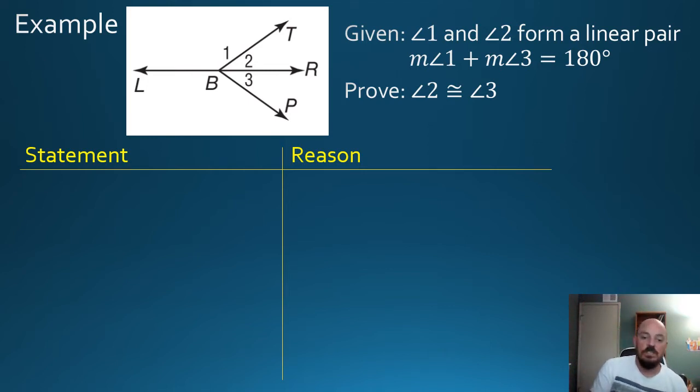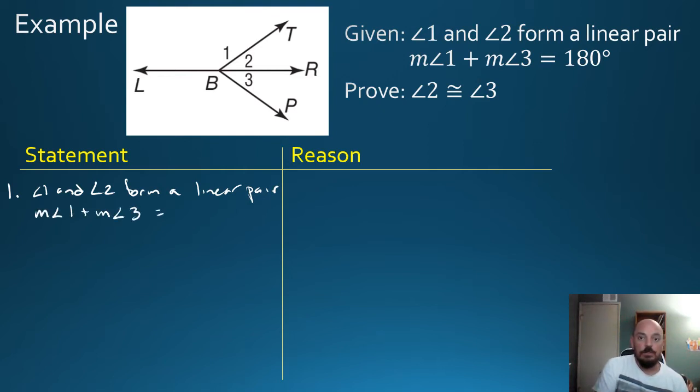So let's start with the easy stuff. Everybody gets one for free. So for statement number 1, just copy down what was given. Say angle 1 and angle 2 form a linear pair, and measure of angle 1 plus measure of angle 3 equals 180 degrees. Reason, how do I know that's true? That was given in the problem. So those 2 are automatic.